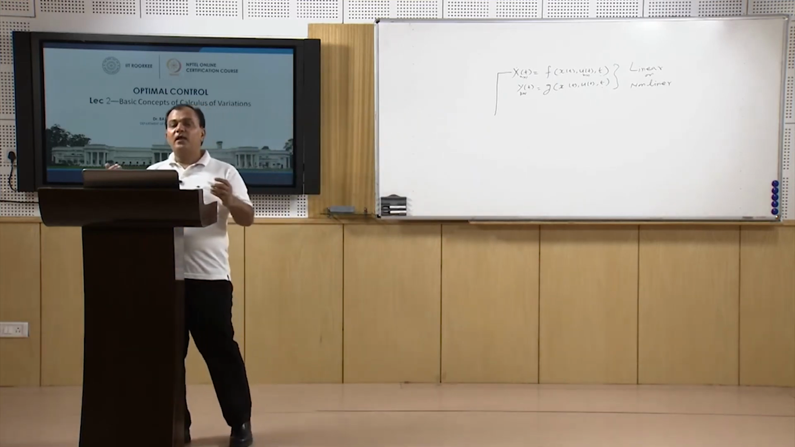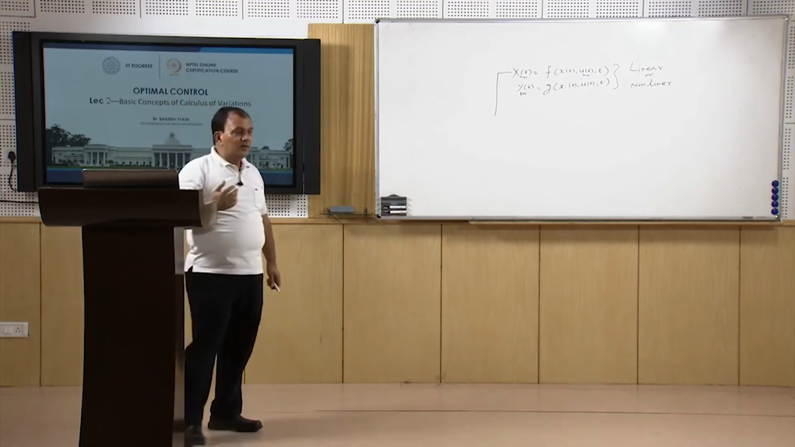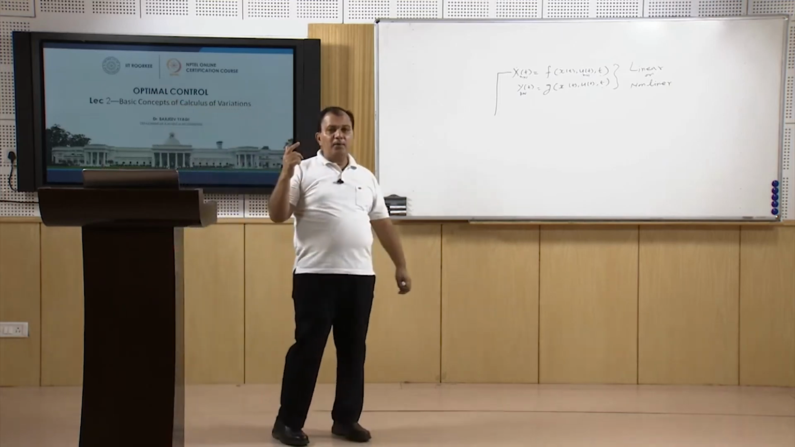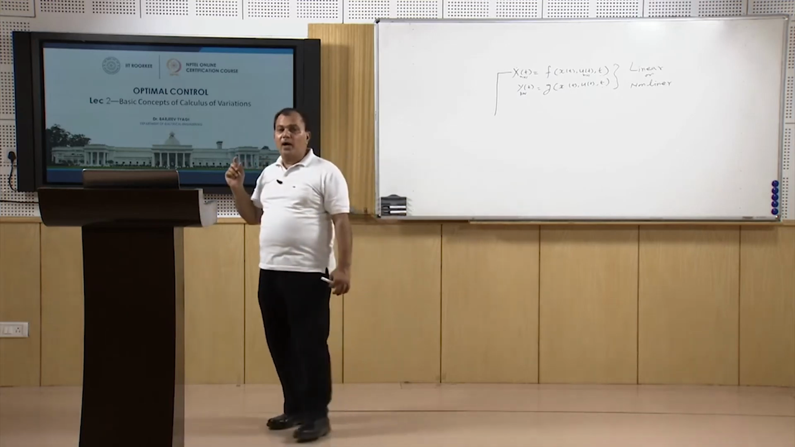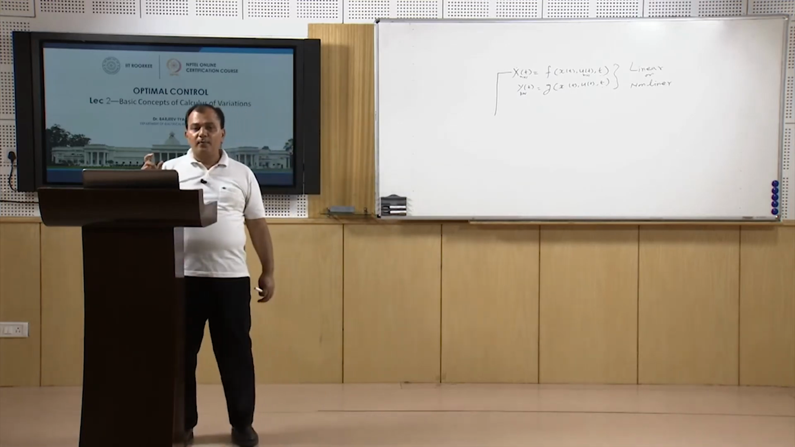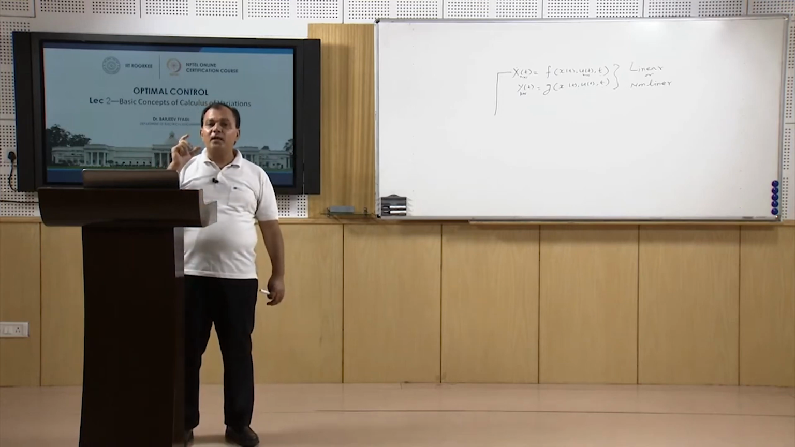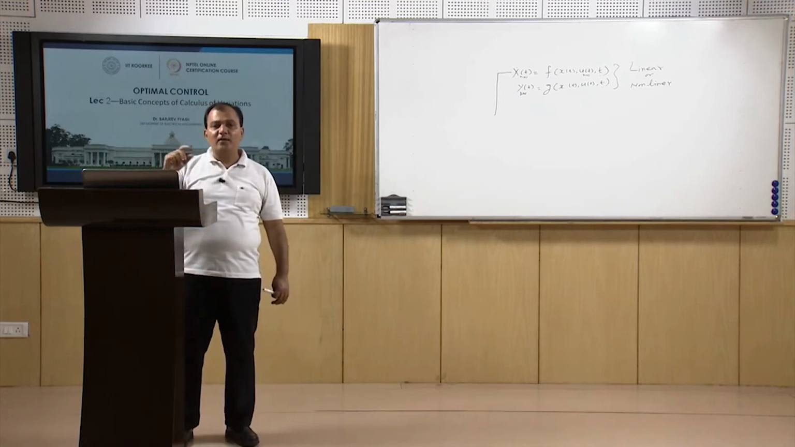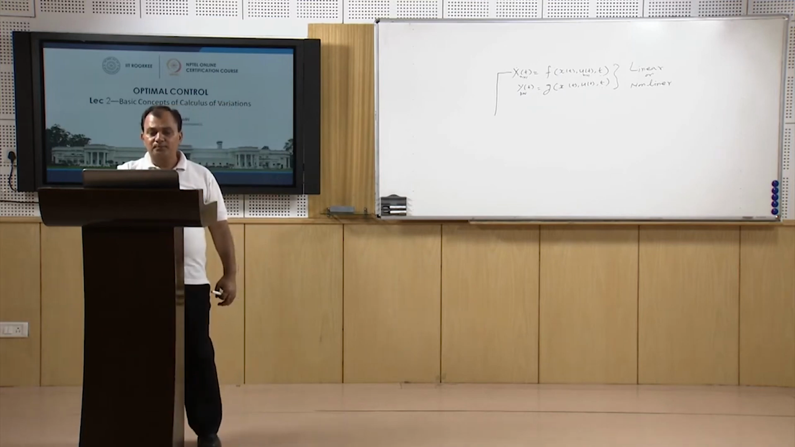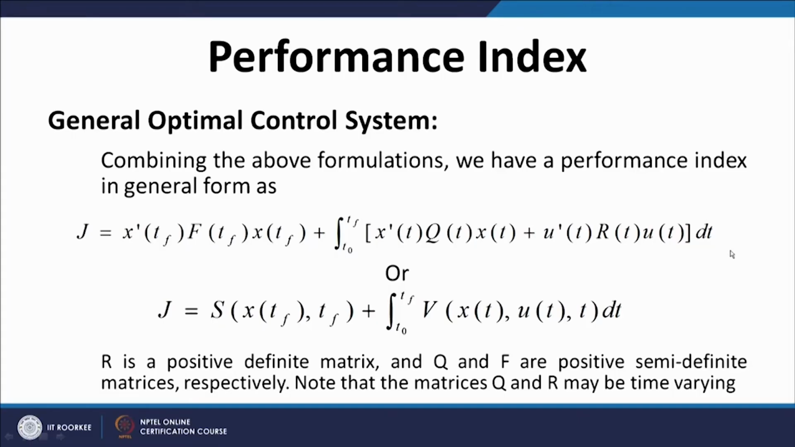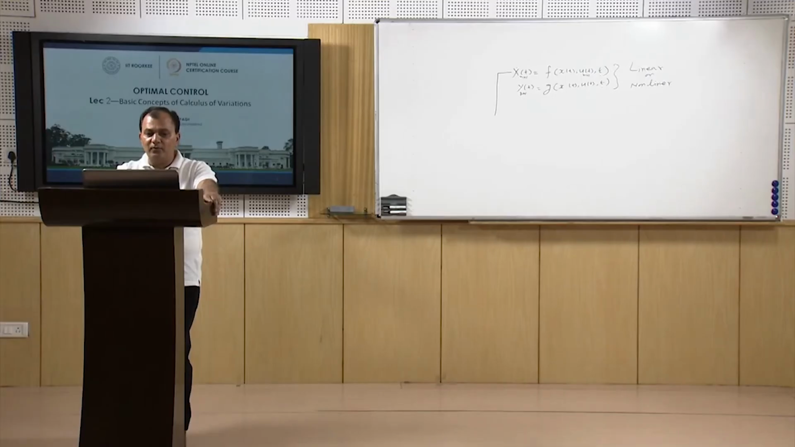When it is a time invariant system, then my A, B, C, D matrices will be constant matrices, and Q, R and F will also be constant matrices; otherwise they will be functions of time in case of the time varying system. So, in this way we are representing our performance index for a general system and for a linear time varying system.